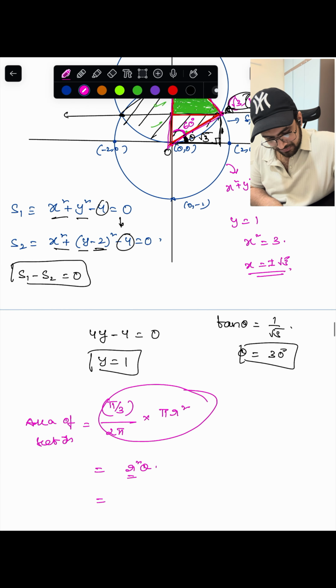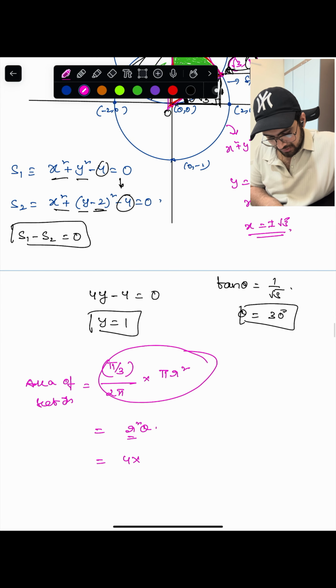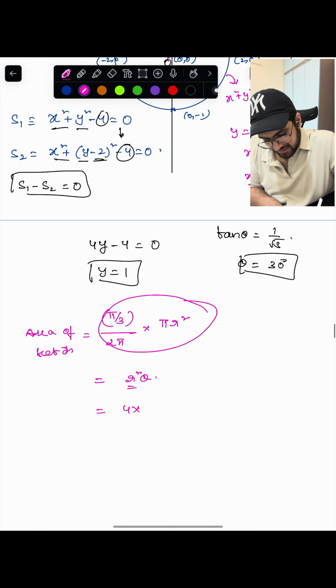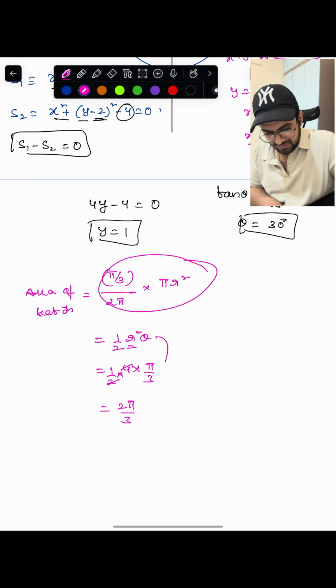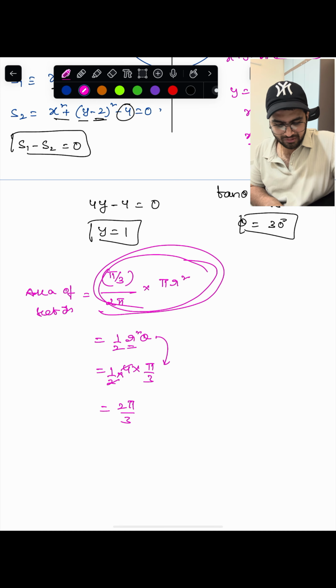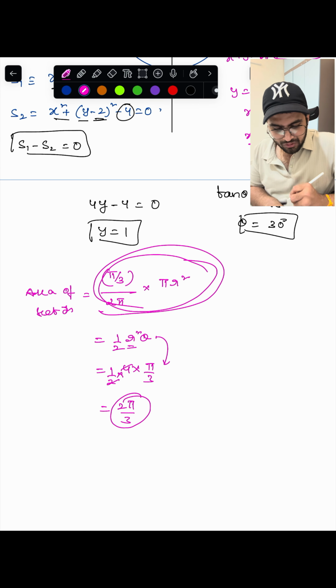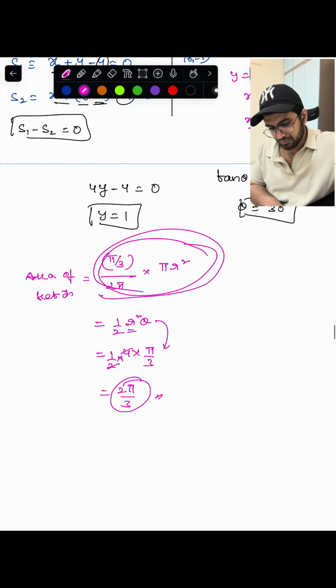So what is r square? 4, right? Sorry, the area of a sector is half r square theta, how much? Half into 4 into theta, which is pi by 3, so you will get 2 pi by 3. You can directly use the formula, or you can use this also. Both ways give 2 pi by 3. So the area of the sector is 2 pi by 3.